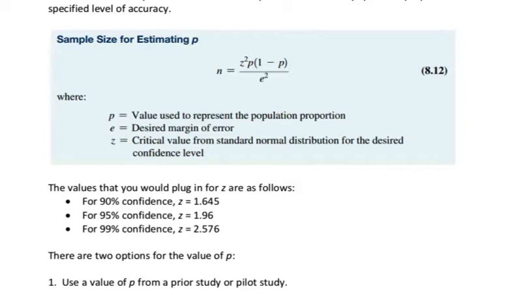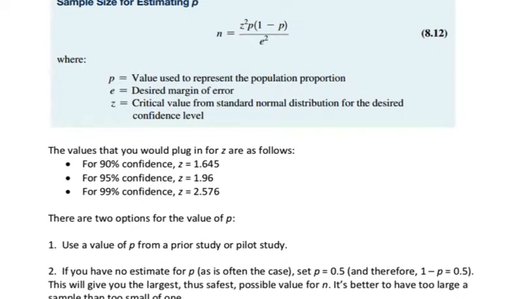P is a value used to represent the population proportion, E is our desired margin of error, and Z is the critical value, which is given below. For 90% confidence, Z equals 1.645. For 95% confidence, Z equals 1.96. And for 99% confidence, Z equals 2.576. So that's the value for Z. We're going to choose that based on the desired confidence level in the problem. And the value for E, desired margin of error, is also going to be given to us in the problem.